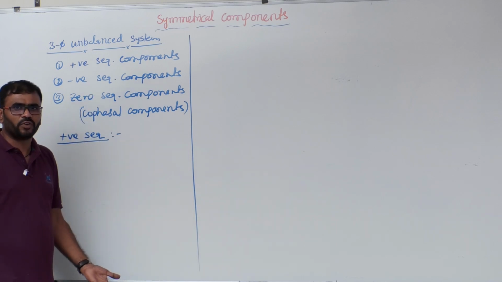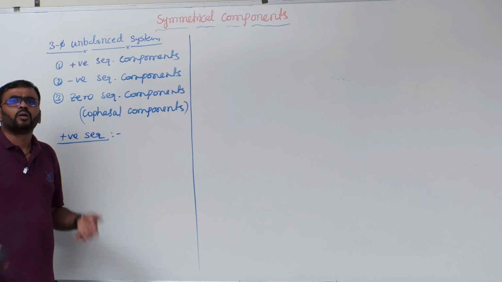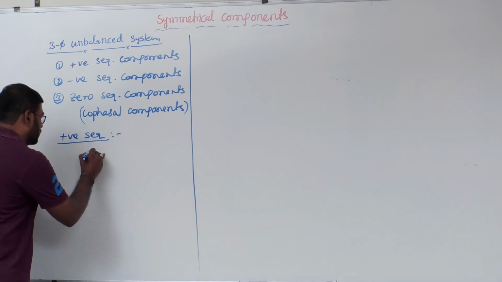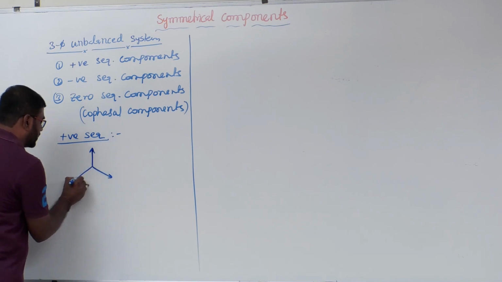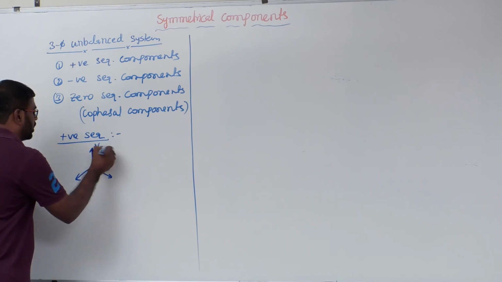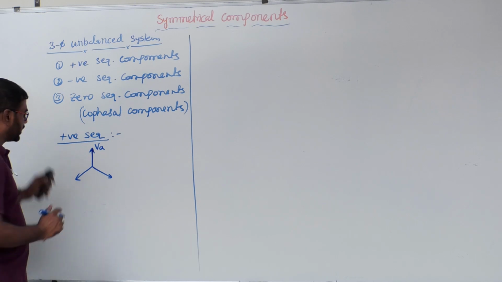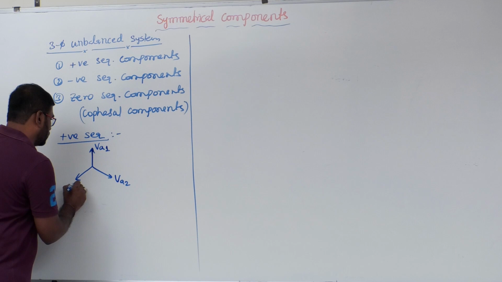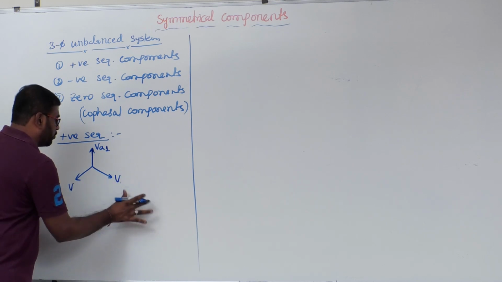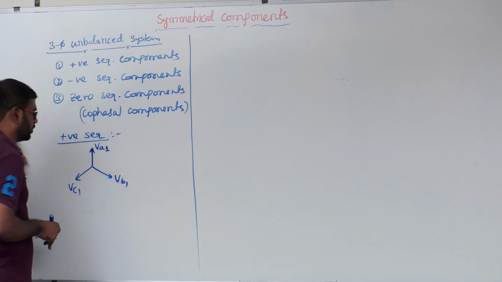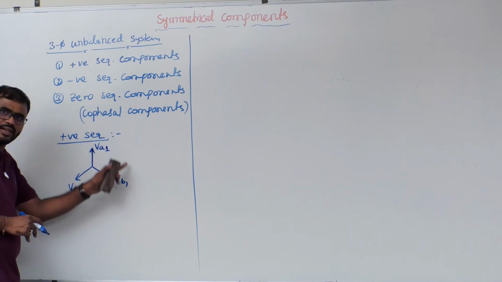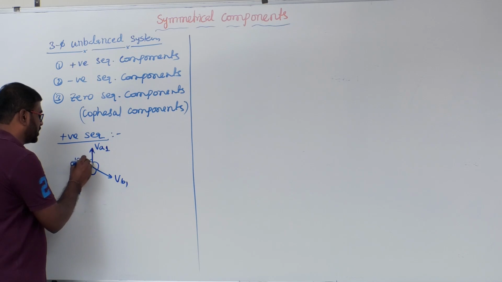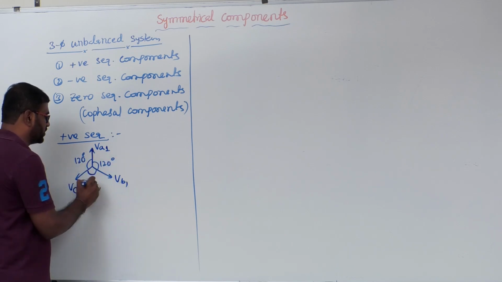The original balanced phasors can also say positive sequence components. Nothing wrong. Clear? So we have a positive sequence component something like this. So I am just writing the voltage phasors here: VA1, VB1 and what? VC1. What is the sequence now? ABC. Correct or not? So we have three phasors phase displaced from each other by 120 degrees.